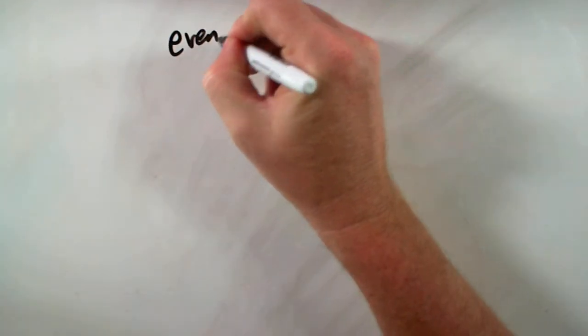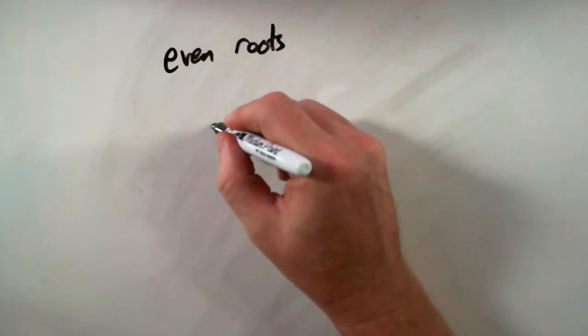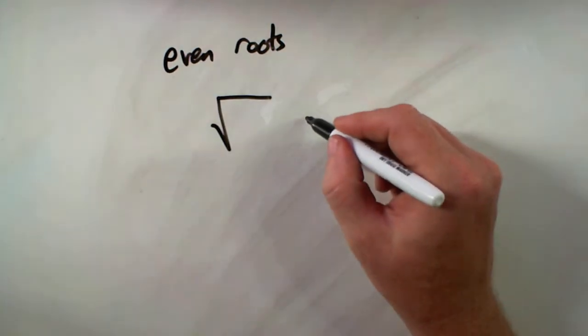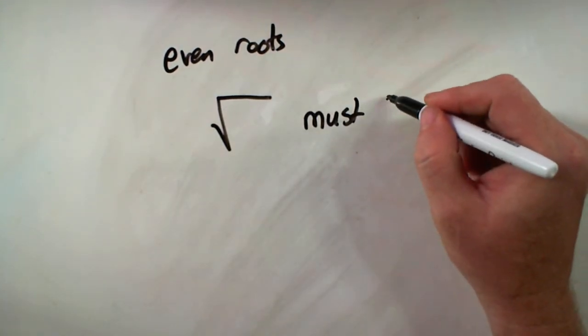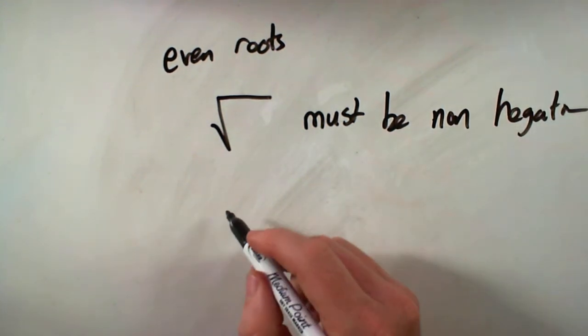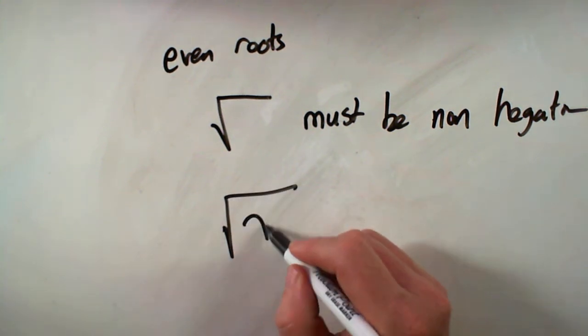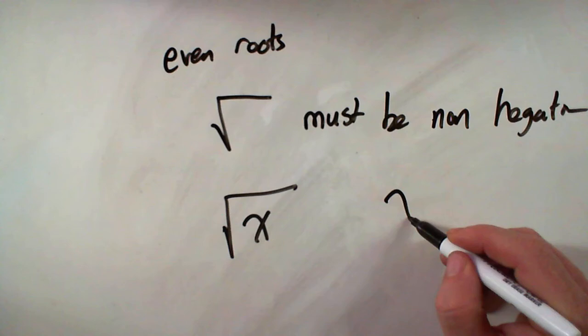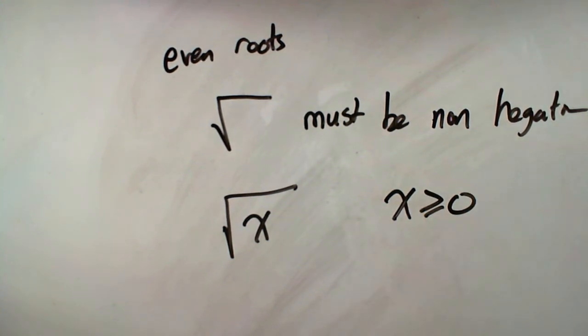The second thing with domain is even roots. And for right now, all we're dealing with are square roots. Even roots must be non-negative. So if you take the square root of something, whatever you have inside the square root has got to be greater than or equal to 0. But it can equal 0. You are allowed to have a 0 under a square root.